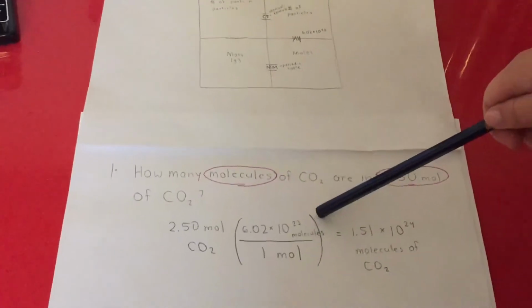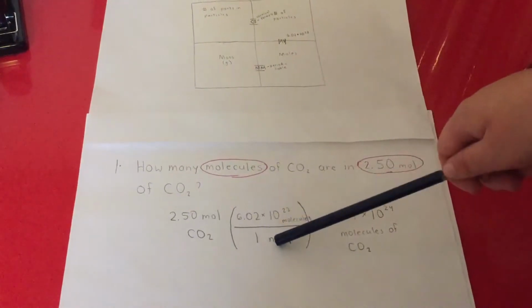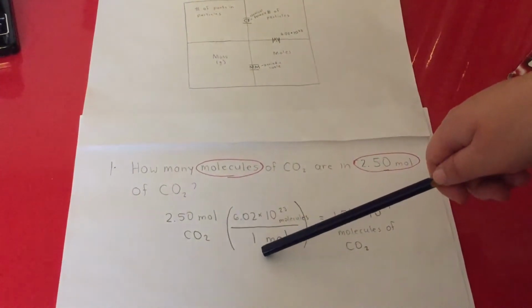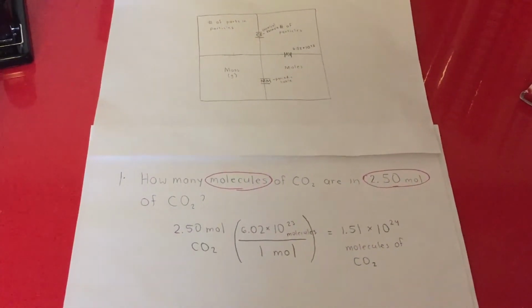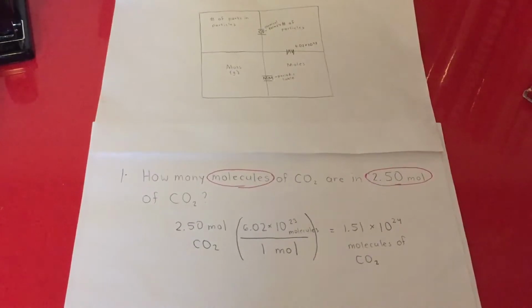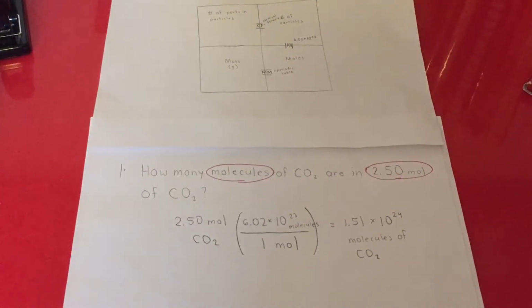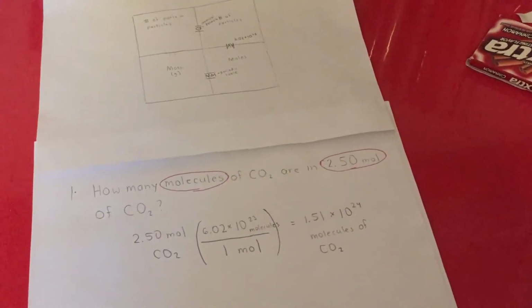So we use Avogadro's number, and we put moles on the bottom because we have to cancel it out. And if you put it in your calculator, it's 2.5 times 6.02 times 10 to the 23rd, and you'll get 1.5 times 10 to the 24 molecules of CO2.